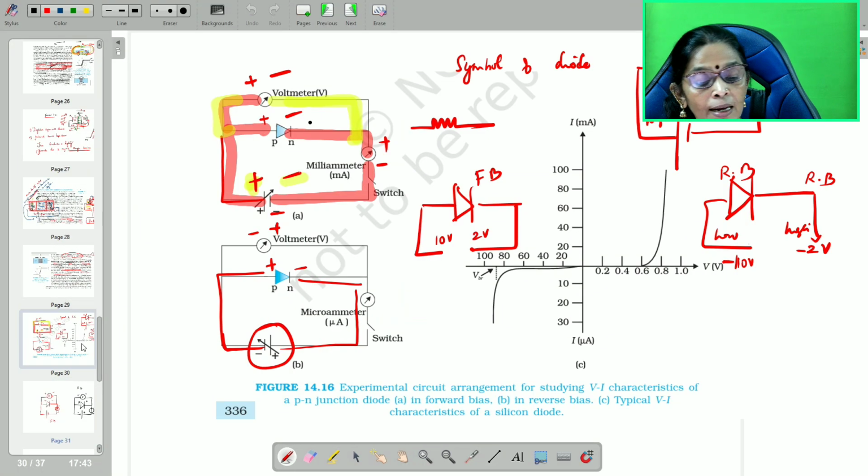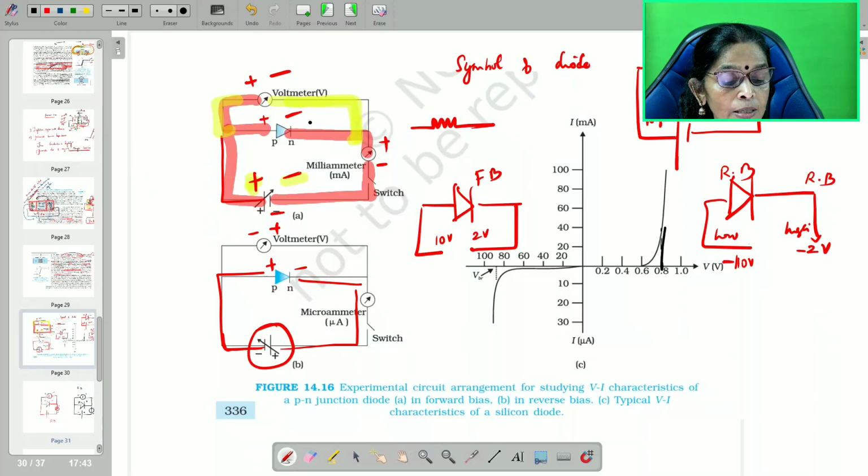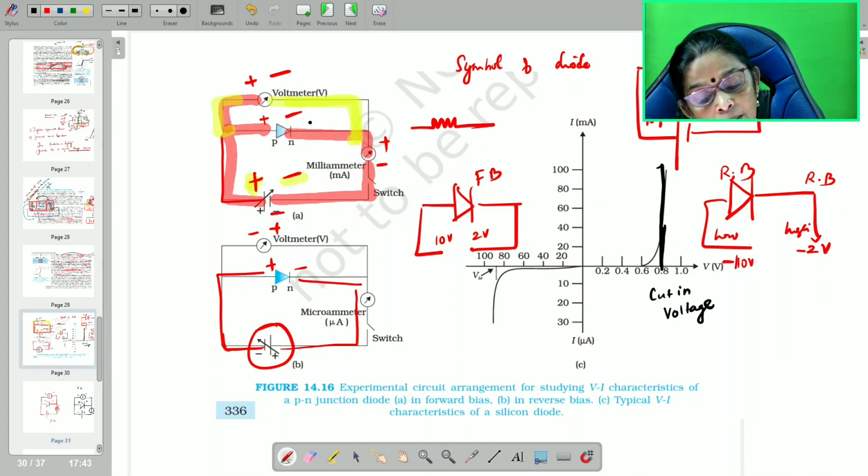And you can see the graph: in forward bias, the current rapidly increases. This is called the cut-in voltage, the voltage at which the current enormously increases. You can see a smaller voltage is enough to increase it. So, it enormously increases, that is called the forward bias or cut-in voltage.